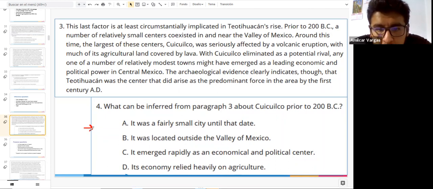What can be inferred from paragraph 3 about Quilco prior to 2200 before Christ? Option A, it was a fairly small city until that date. Option B, it was located outside the Valley of Mexico. Option C, it emerged rapidly as an economical and political center. And option D, its economy relied heavily on agriculture.